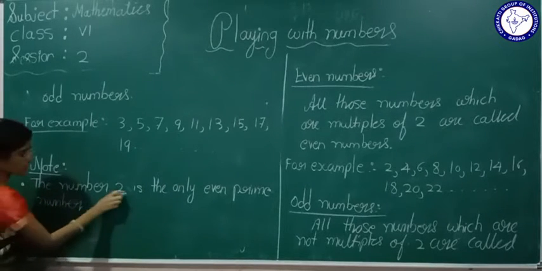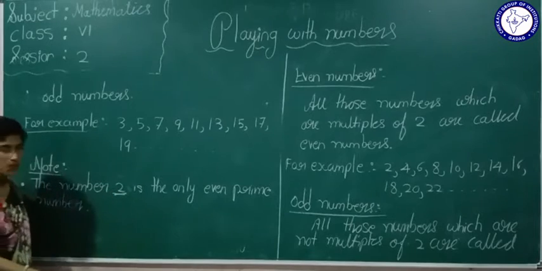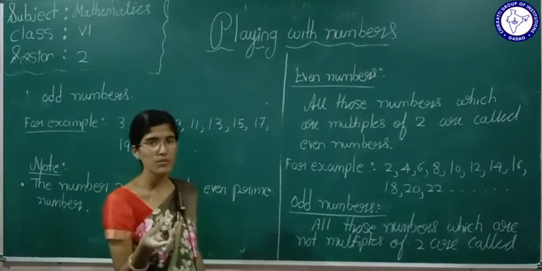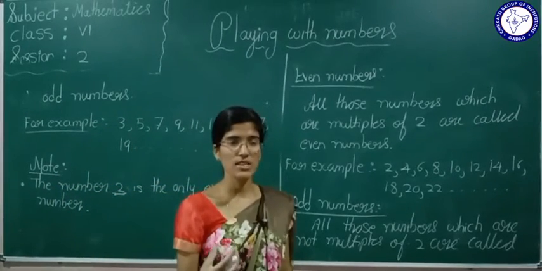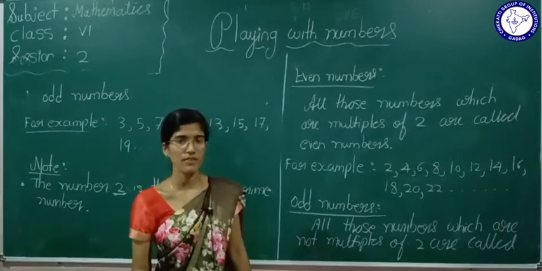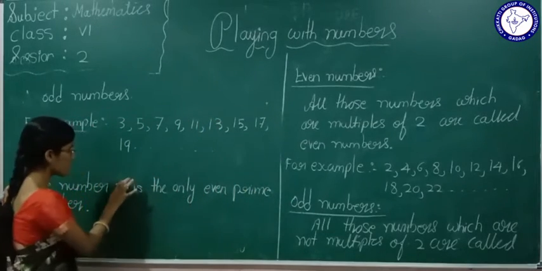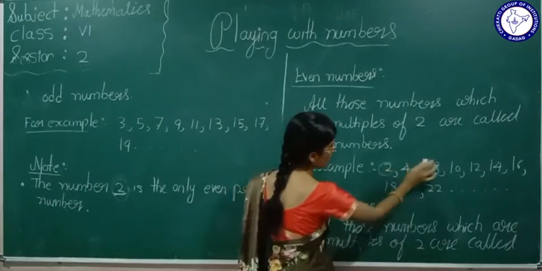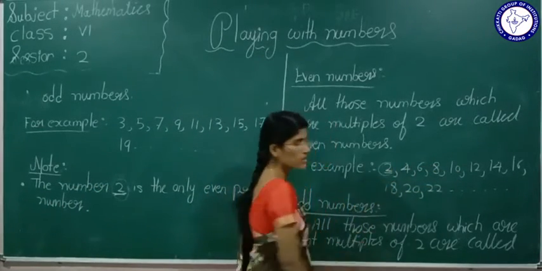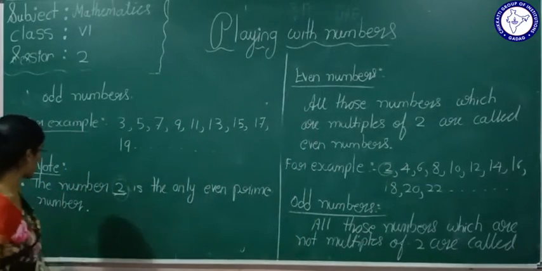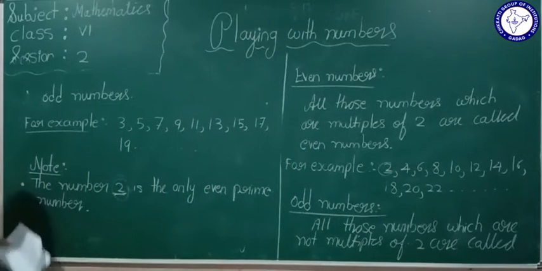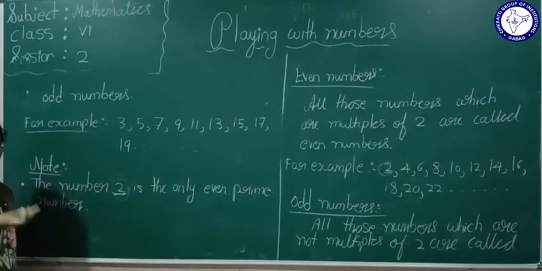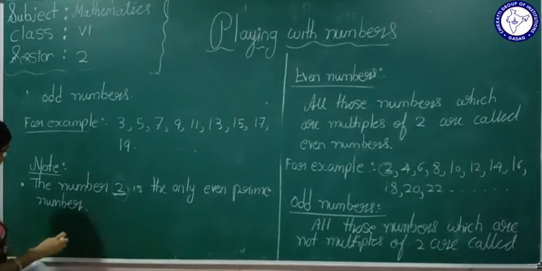Now see here, this 2 is the even number. This 2 is the only even prime number. What are prime numbers? The numbers which have only 2 factors, that is 1 and the number itself. Now see here, these all are even numbers. Here 2 is the only even prime number. This you have to remember. All other even numbers are composite numbers.